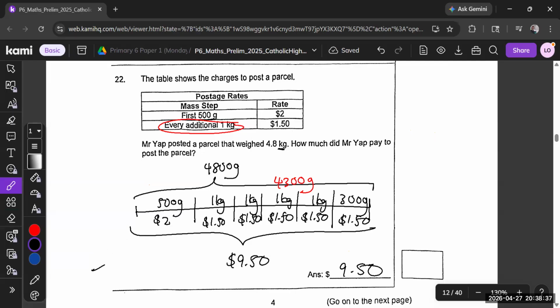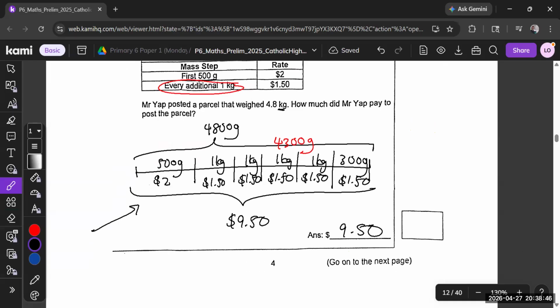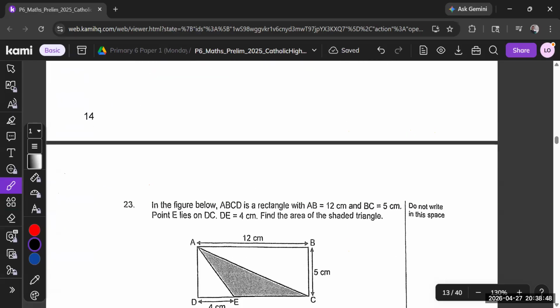So why do we do this? So that when you check your work, it's easier to check. You look at your line, you can see whether got mistake or not. Okay. All right. So that's question number 22. Okay, let's go on to the next one. Okay, question 23.